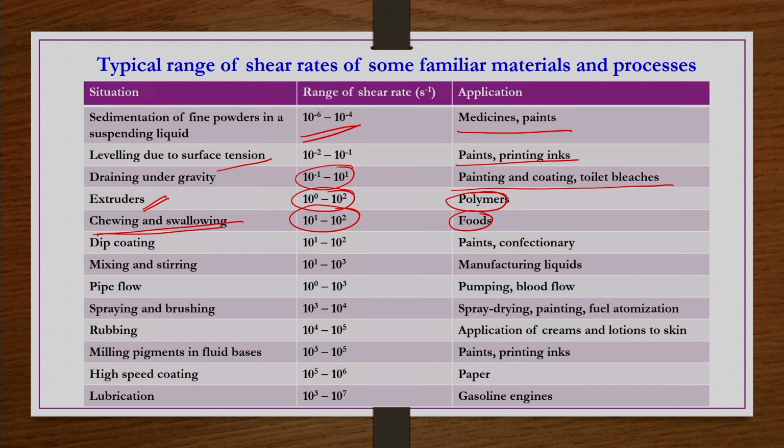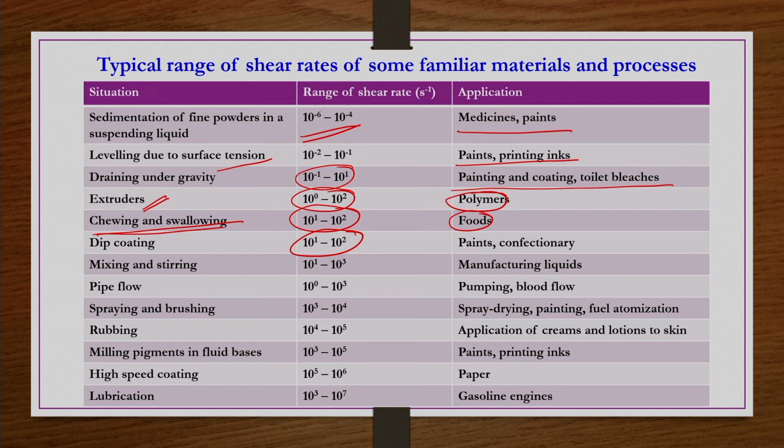Then paints, confectionaries, sometimes you do dip coating. Let us say corn flakes are there, and you want to do some kind of coating using honey or something like that, so that you can have the honey flavor as well in the food industries. So dip coating is sometimes used, and spray coating is also done in some other applications. Wherever you have dip coating, the shear rate is of the order of 10 power 1 to 10 power 2 second inverse.